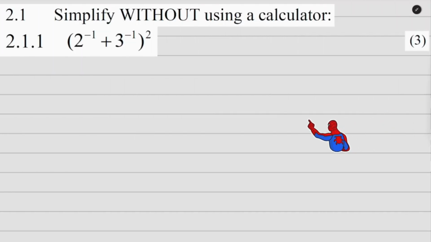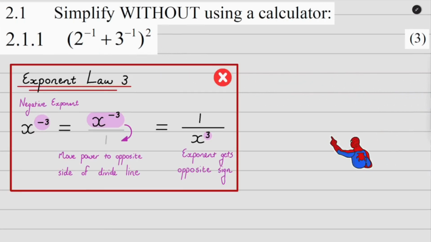Okay, we've officially hit the exponents. We've got to simplify this without using a calculator, and we always do the inside of the bracket first. So I'm seeing negative exponents, so we're going to use the negative exponent law. And just to briefly run through how that works, if I have a negative exponent, I take it to the other side of the divide line, and then the exponent becomes the opposite sign of what it used to be.